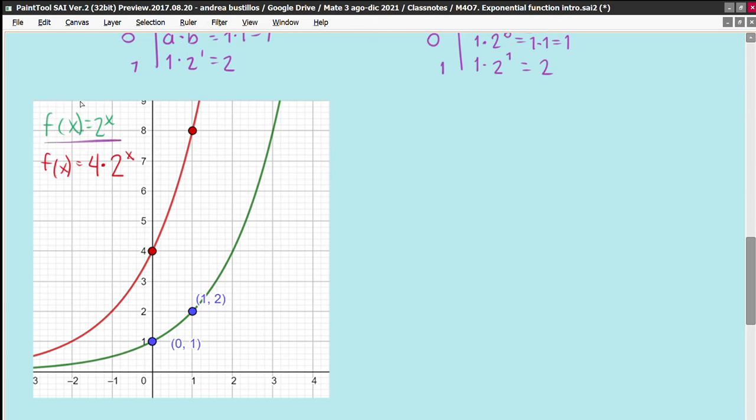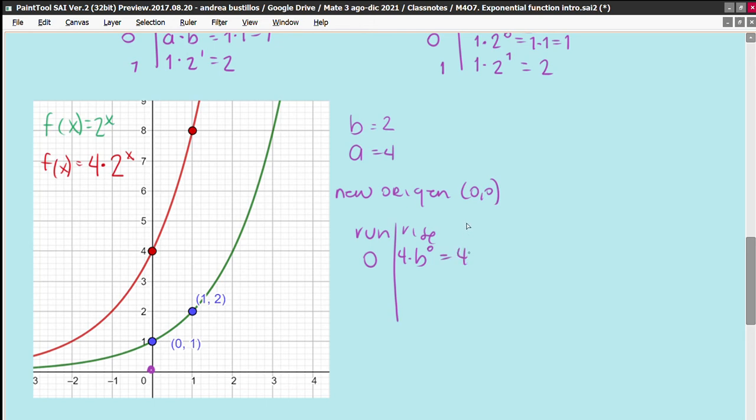In green, I have the original function, and the transformed function in red is 4 times 2 to the power of x. This means that my leading coefficient is 4 and the base is 2. Notice that I don't have any horizontal or vertical displacement. That means that the new origin for my red function is still (0, 0). So I'm going to start moving from here, so that I know that if I run 0, I'm going to rise my leading coefficient times my base raised to my run. So this is 4 and the base is 2.